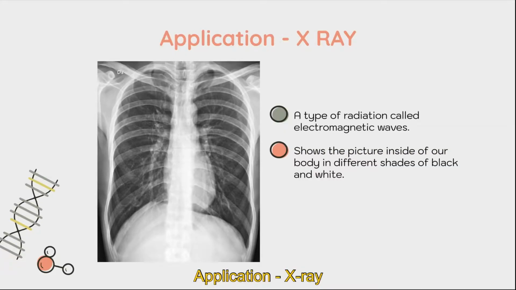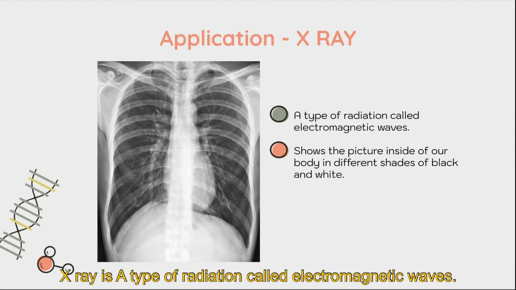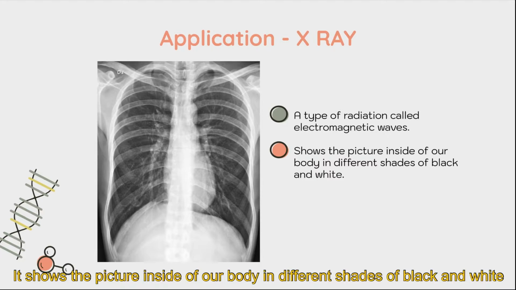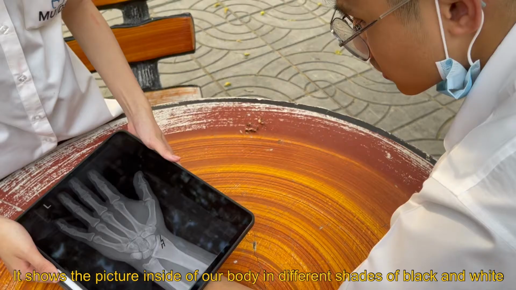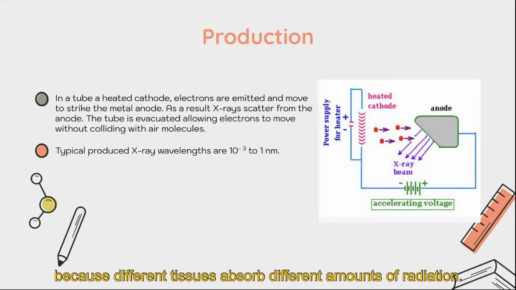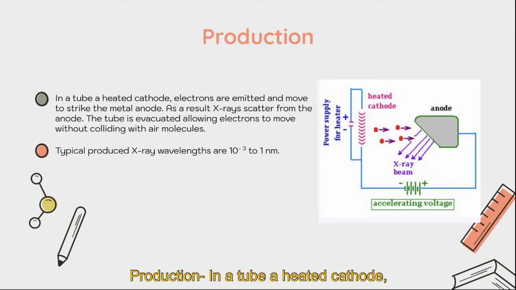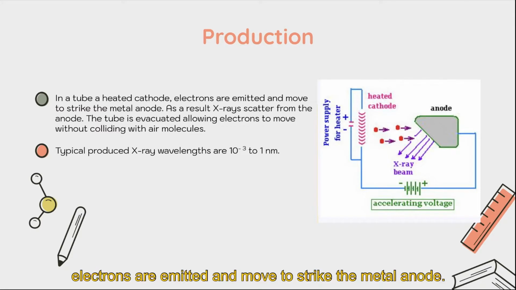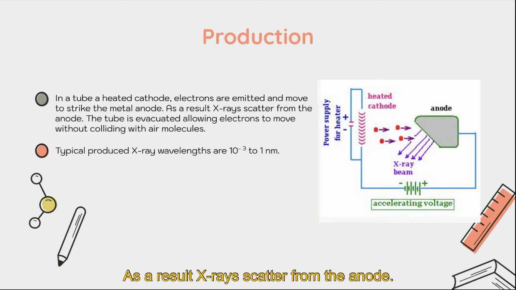Application: X-ray. X-ray is a type of radiation called electromagnetic waves. It shows a picture inside of our body in different shades of black and white because different tissues absorb different amounts of radiation. Production: in a tube, from a heated cathode, electrons are emitted and moved to strike the metal anode. As a result, X-rays scatter from the anode.